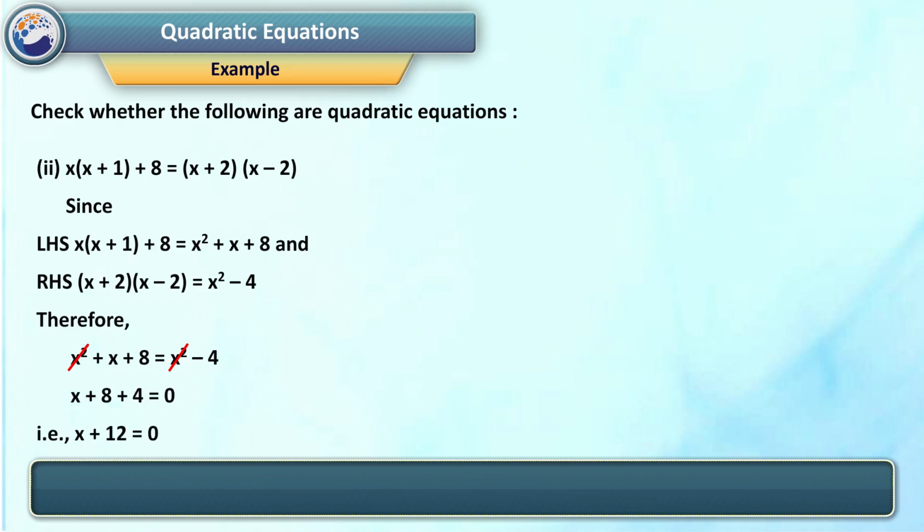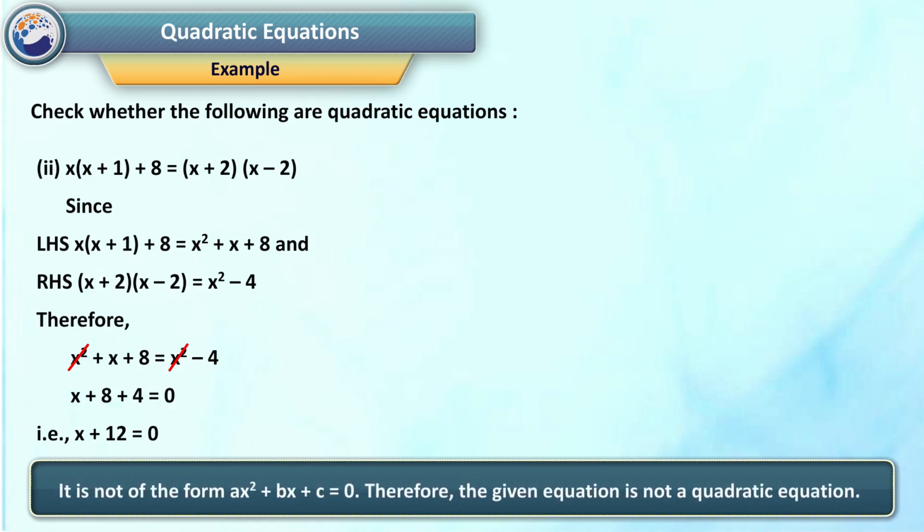That is, x + 12 = 0. It is not of the form ax² + bx + c = 0. Therefore, the given equation is not a quadratic equation.